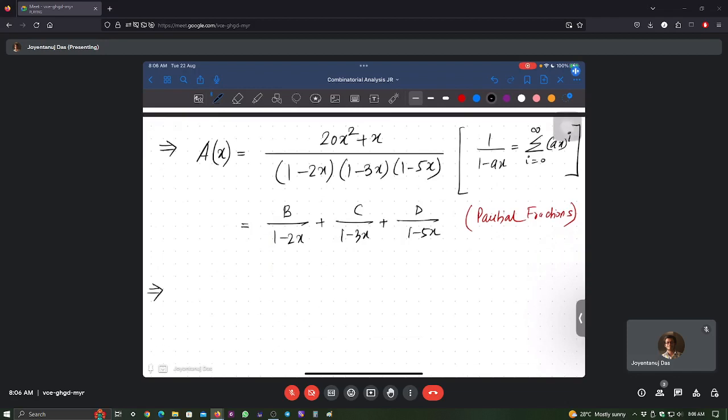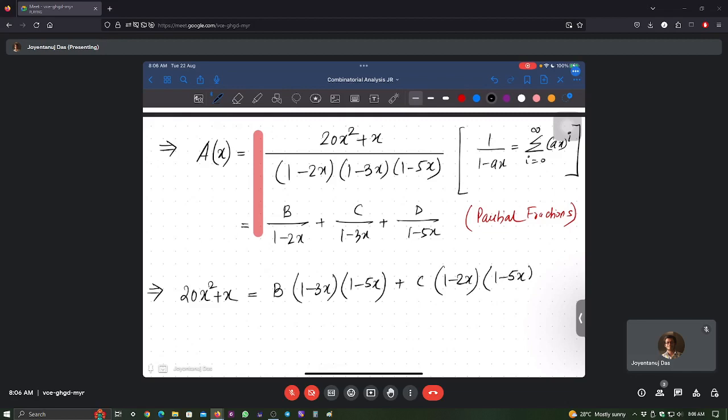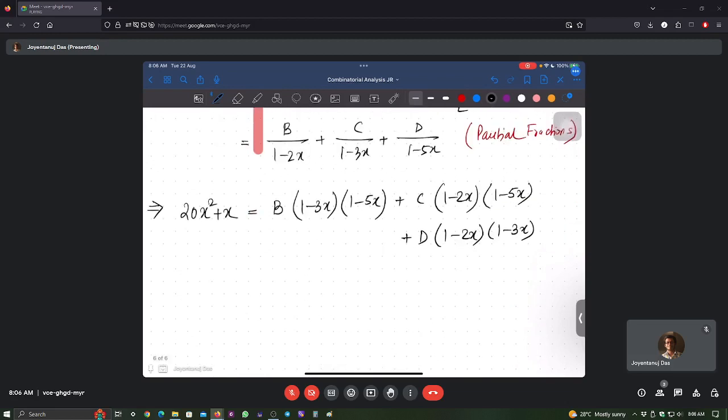So what I have is, now I am just leaving out ax and comparing these two sides. So then I have 20x squared plus x, so B into the brackets. Now we have to just multiply the whole thing and compare the coefficients of like powers. We can just take it from the book.